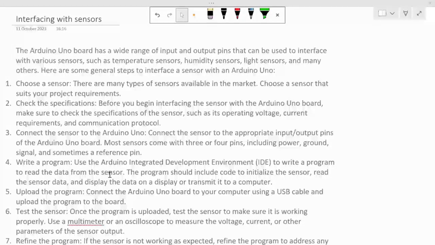Hello everyone. In the previous video we saw what is Arduino IDE and how to do Arduino programming. In this video we will see how to interface with sensors. The Arduino board has a wide range of input and output pins that can be used to interface with various sensors.